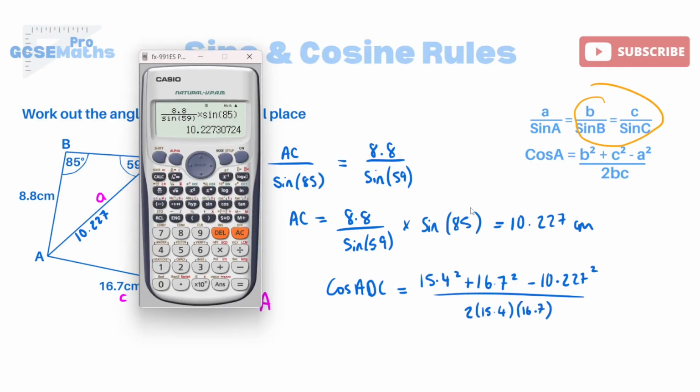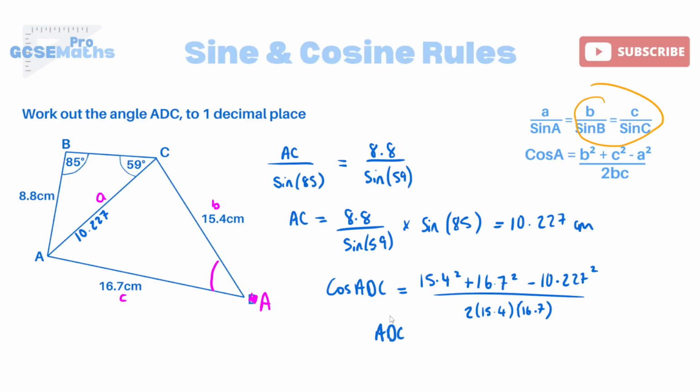Now again, because we're looking for an angle, I am going to do cos inverse. You can see I also still have my answer there, so I'll be using that. Cos inverse of all of this. So after all that, I get 36.87. It did say to leave it to one decimal place, so that's 36.9. So the angle ADC is 36.9 degrees.